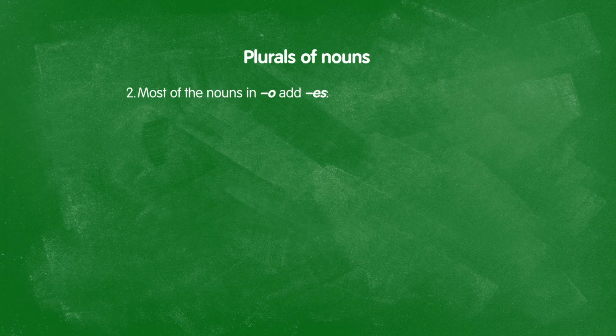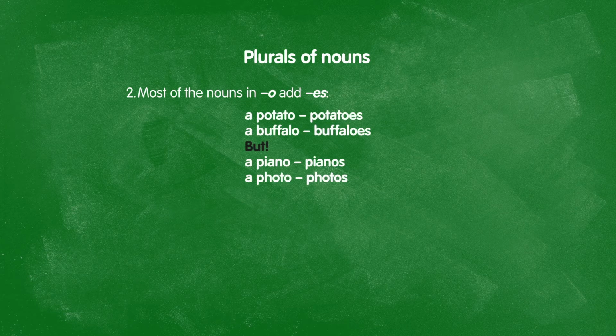Moving on to a few more rules of spelling. Most of the nouns that end in O, we will also add es. For example, a potato turns to potatoes, and a buffalo turns to buffaloes. But be careful, there are some nouns that this is not true for. For example, a piano turns to pianos, just with an S, or a photo turns to photos, again, just with an S.